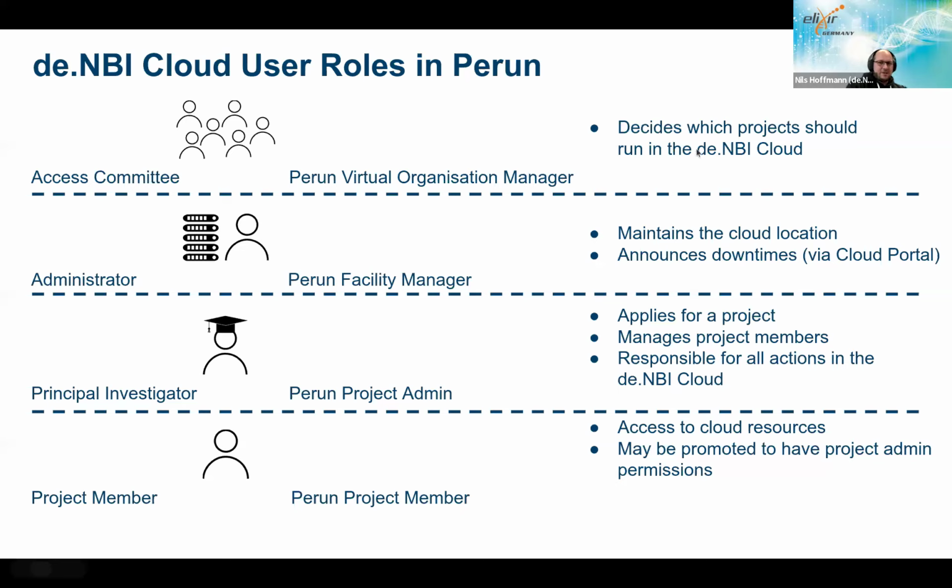And this group of people decide which project should run in the de.NBI Cloud. We then on the next level have the administrators, or the general administrators, the site administrators of the cloud sites, which correspond to the Perun facility managers. So you can model these cloud sites as separate facilities within Perun. And those are the people who maintain an actual cloud location and announce downtimes via the cloud portal, which also has an integration via email, so that we can contact all project members or project PIs or admins via email, for example. So this is very convenient.